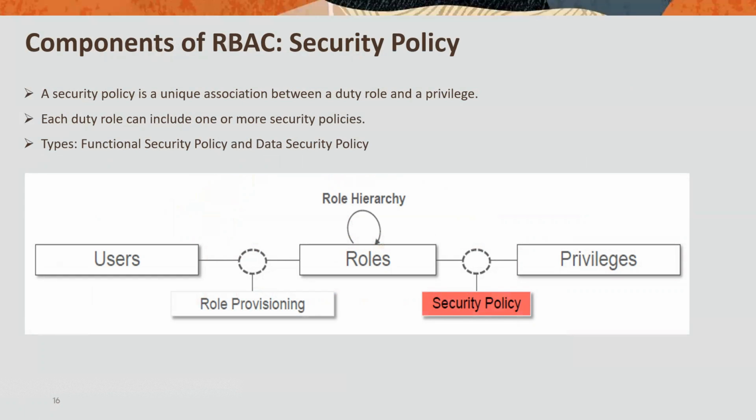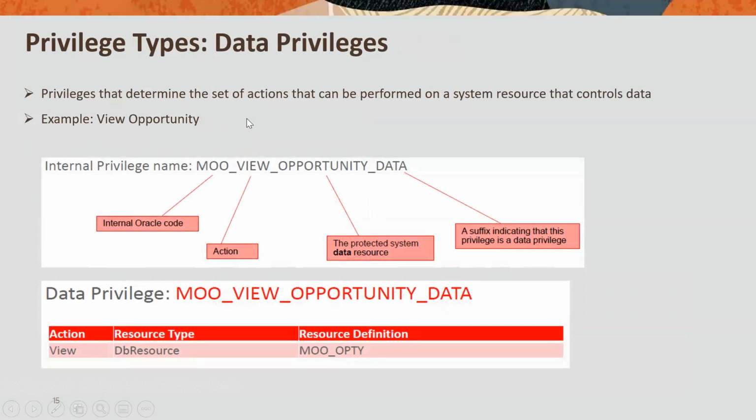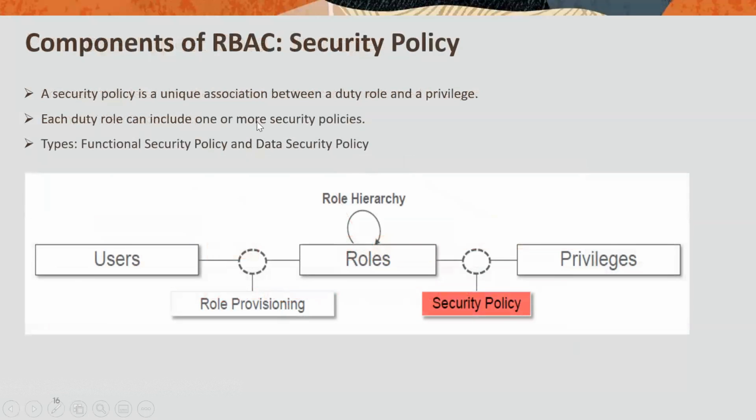So then we have security policy. A policy is nothing but an association between a duty role, or any role, not only a duty role, and a privilege. So we have the view opportunity and update opportunity privileges, right? So how can we assign them? If we assign this particular view opportunity privilege to a role, then we will call that a security policy.